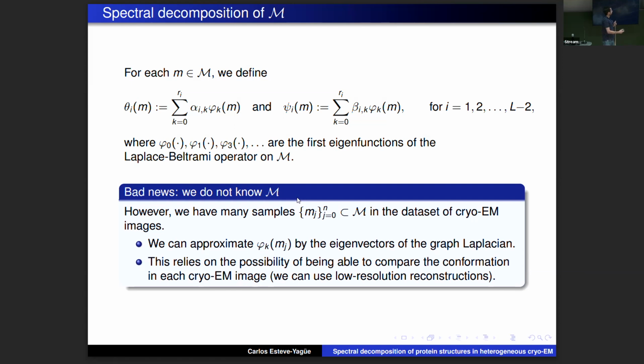But we have a data set with a lot of images, and we can construct a graph Laplacian, which can be seen as an approximation of the Laplace-Beltrami operator on the manifold. And then we can compute the eigenvectors of the graph Laplacian, which we use as an approximation of the eigenfunctions.